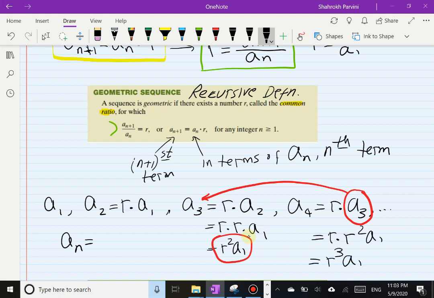So again, if I expand on this trend that I see, for the subscript 4, the fourth term, the exponent on r is 3, 1 less than that. So my nth term, therefore, it makes sense that it would be r to the n minus 1 times a1. And this is the formula for the nth term, or the general term, of a geometric sequence.